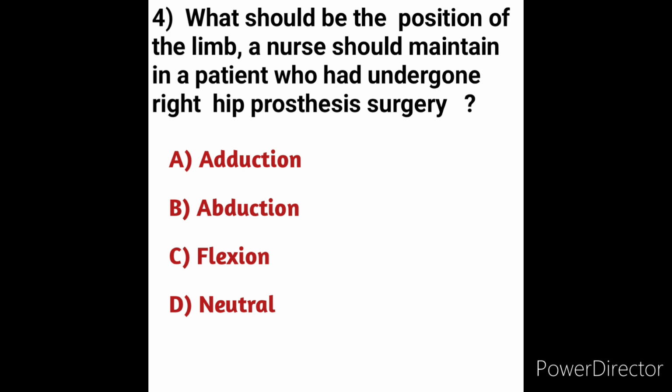A patient who has undergone hip prosthesis surgery. Specific precautions for a total hip patient include restriction on the position of the hip after the surgery. The hip should not be flexed because dislocation may occur. In which positions will dislocation occur? Adduction, abduction, and flexion. If we keep these positions, dislocation may occur. So here neutral, option D, is the correct answer. We have to keep a neutral position.